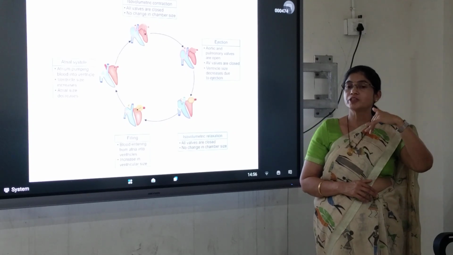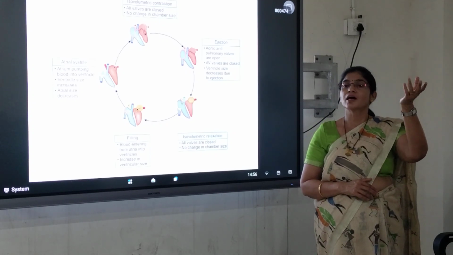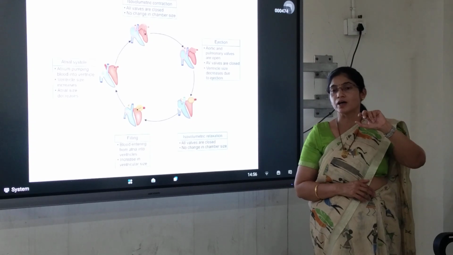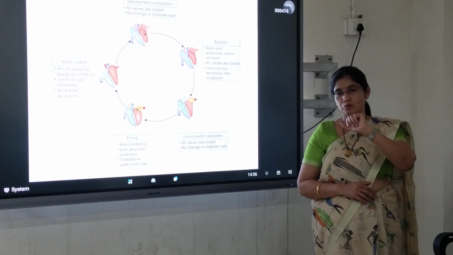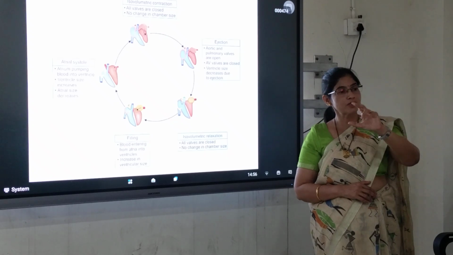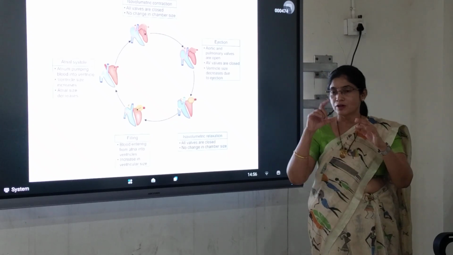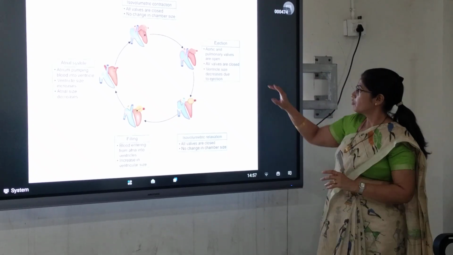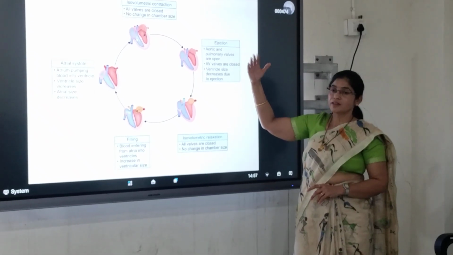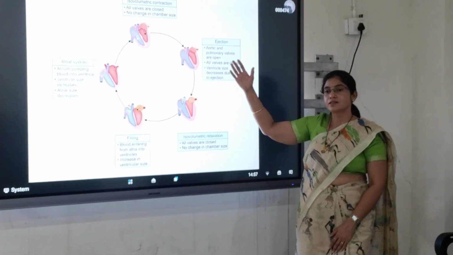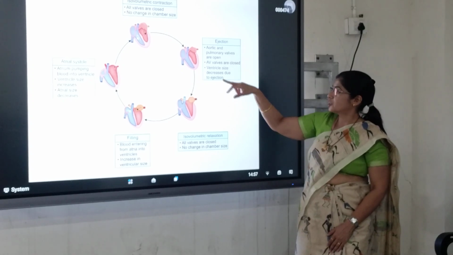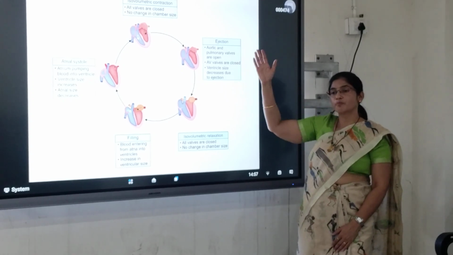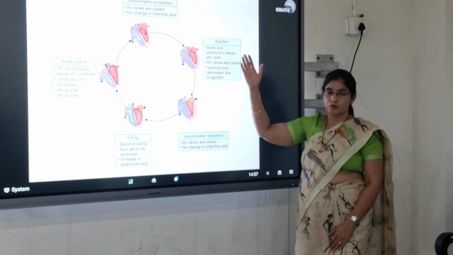Because of ejection of the blood into the aorta, there is again a slight increase in the pressure in the aorta, from 80 to 110. So that pressure difference will slightly decrease the blood flow. Then there is a slow ejection phase. In this ejection phase, the blood will get pumped into the aorta.